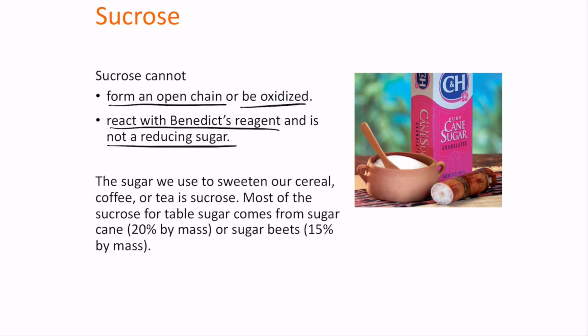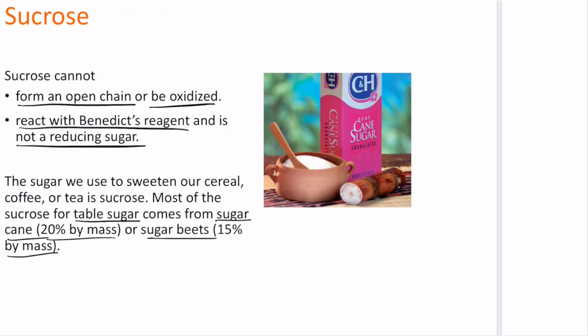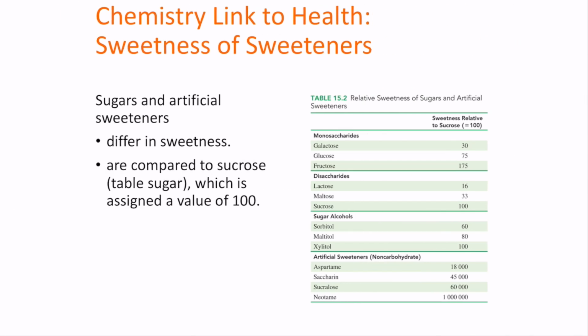So this is the most common sugar that we use. We call it table sugar or cane sugar. Most of the sucrose for table sugar comes from sugar cane, which is about 20% sucrose by mass, or sugar beets, which is about 15% by mass. Now these are commonly the general sugars.